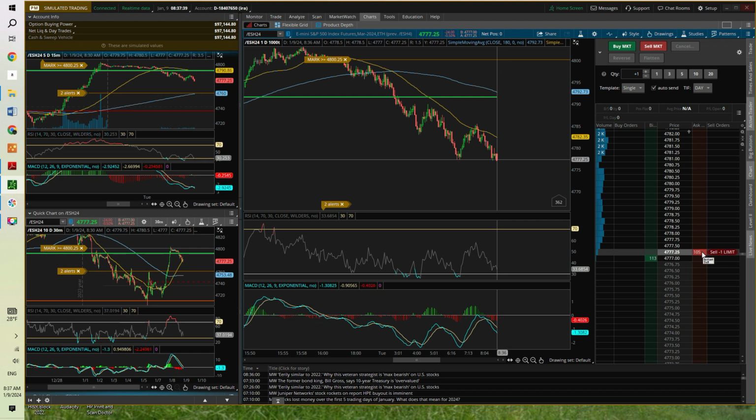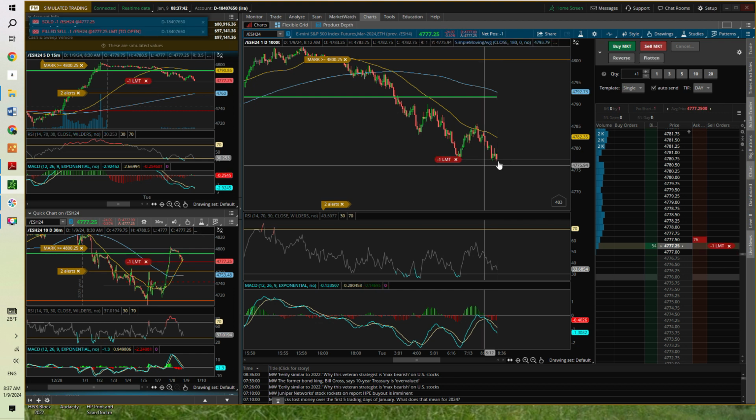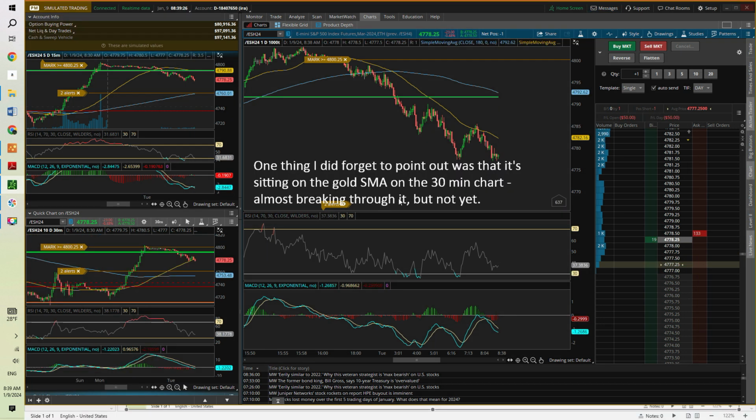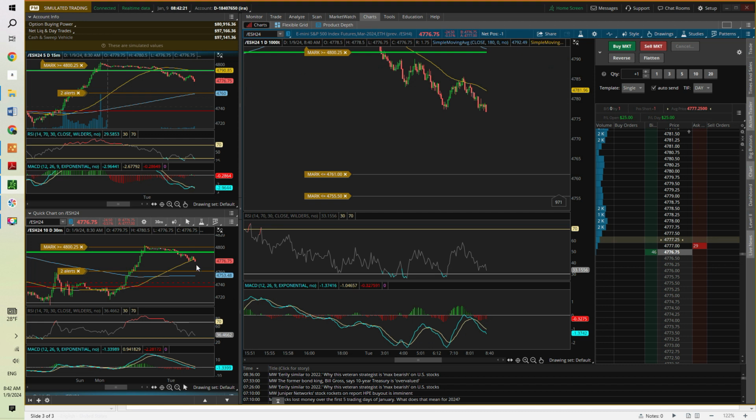Maybe. Okay. Let's go ahead and do a short. That's the floor there, so that's one bad thing about making a trade right there. The gold SMA is actually sitting on the 30-minute chart. The price action is actually sitting on the gold SMA right here. So it's just kind of thinking about breaking through it. But I would say that is a sign that it may be going up. This is looking more down turning, and we just broke through support on the short-term chart here, so it's looking good.